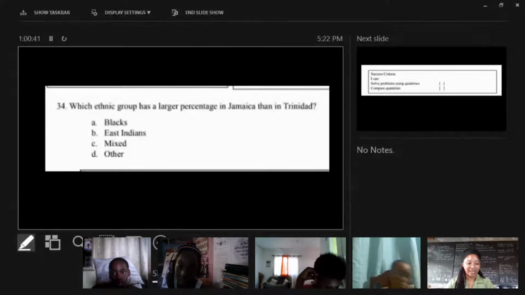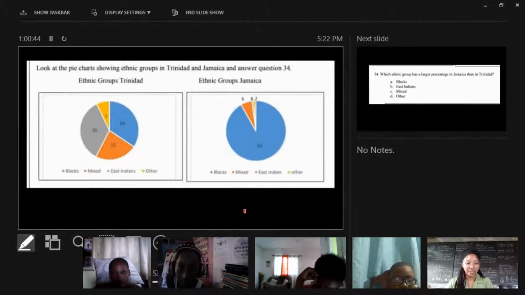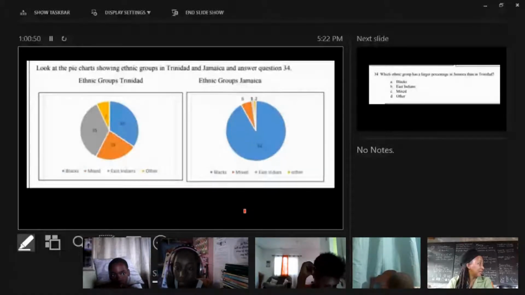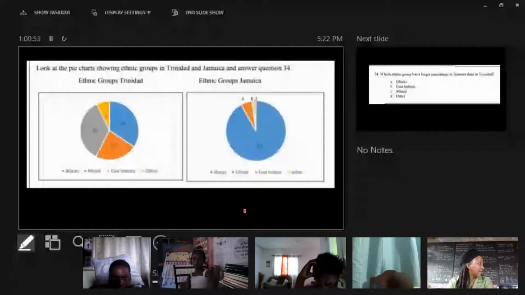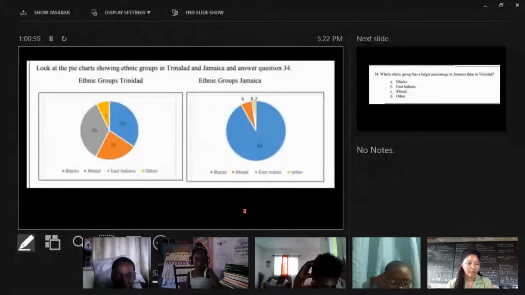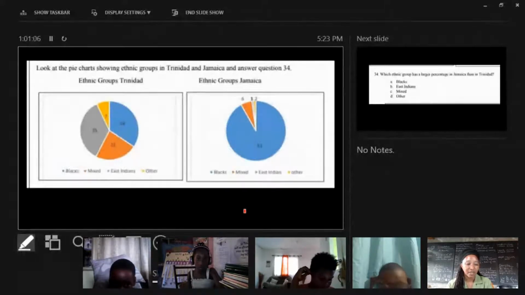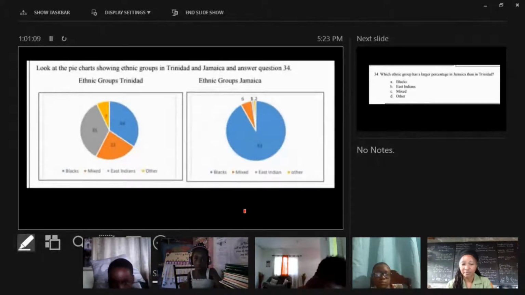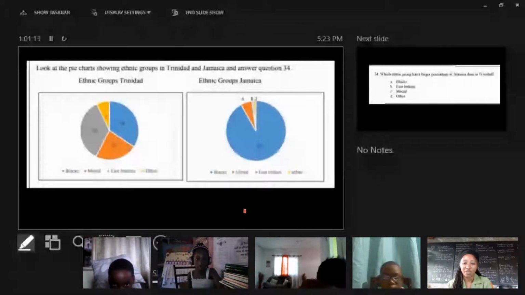So let's go back to the chart. They want to know which of the ethnic groups has a larger percentage in Jamaica than in Trinidad. Which is it? So remember, B for blacks, orange for mixed, gray for East Indians, and yellow for other. So which one has a larger percentage in Jamaica than in Trinidad?